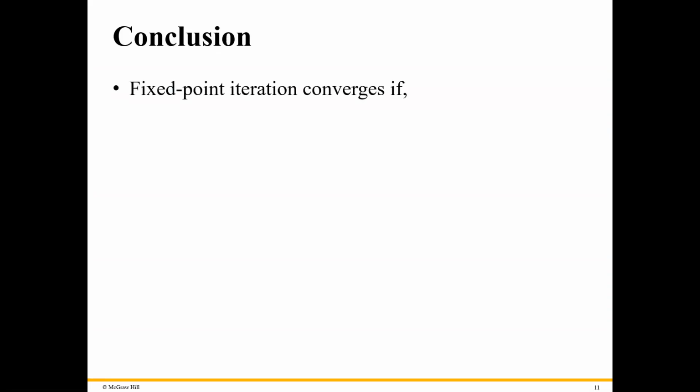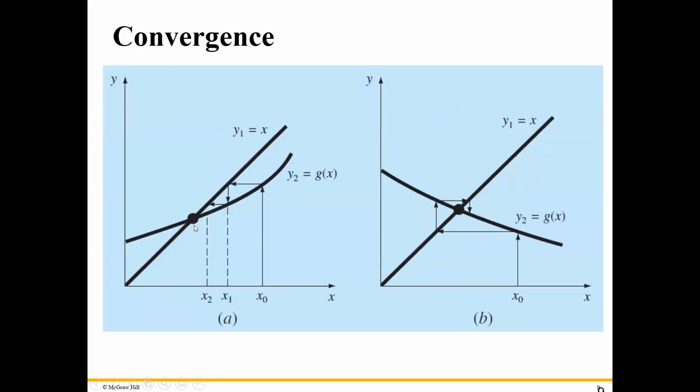So what can be the conclusion from this discussion? The fixed point iteration method converges if the slope of the function g of x is less than 1. How can we see that from here? For example, in this case, you can see that y is equal to x has a slope of 1.